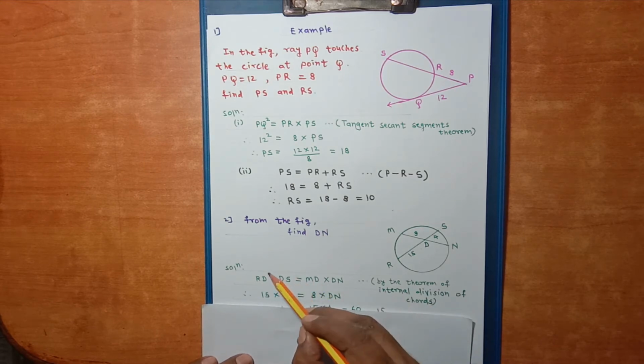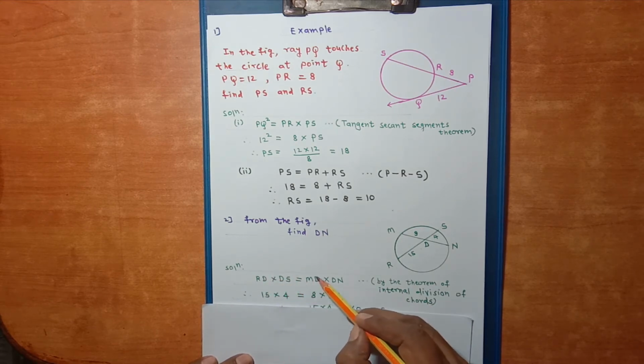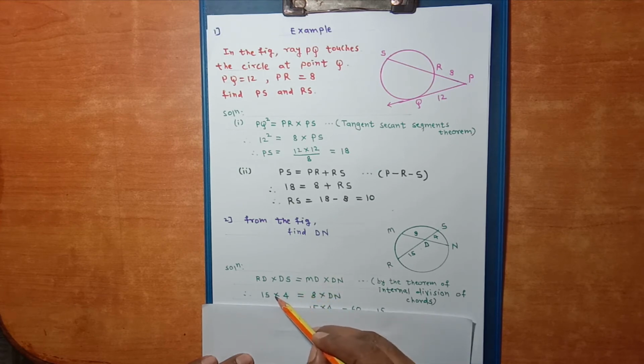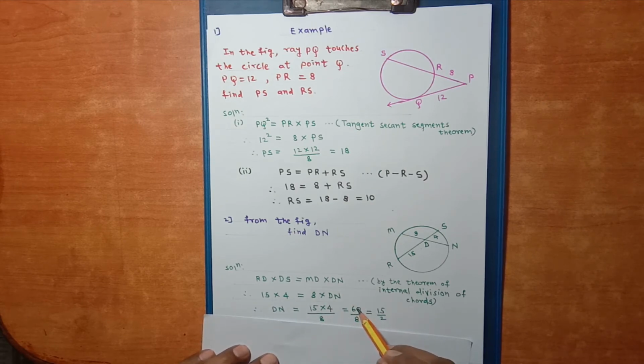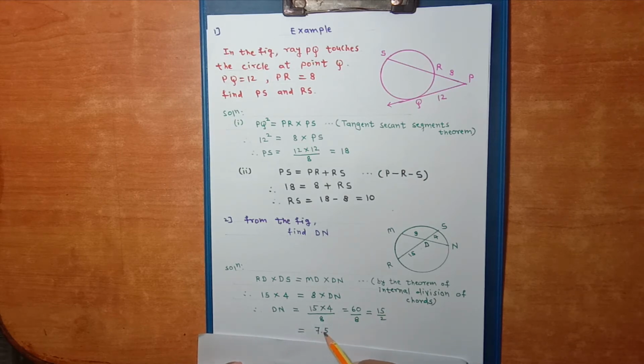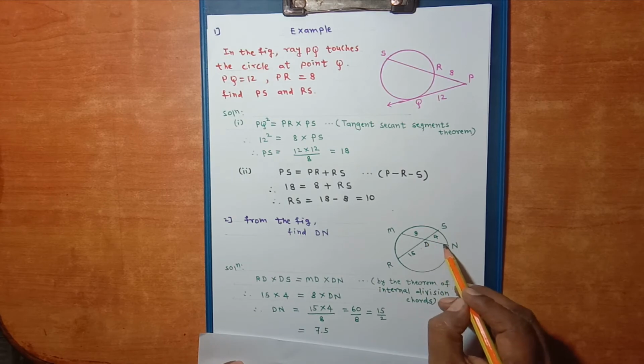Now substituting the values, the value of RD is 15, the value of DS is 4, the value of MD is 8. So 15 into 4 is equal to 8 into DN. Therefore DN is equal to 15 into 4 divided by 8. That is equal to 60 upon 8. After simplifying, we get 15 by 2, and after dividing by 2, we get the value of DN is equal to 7.5. DN is 7.5.